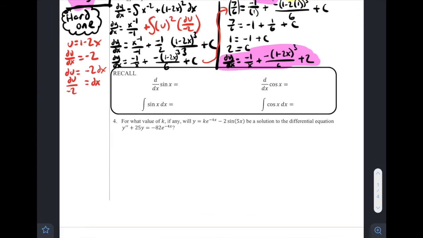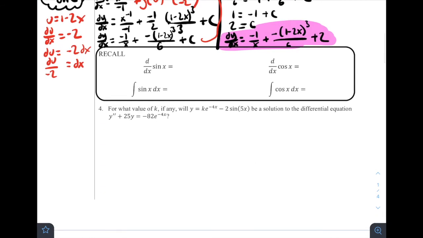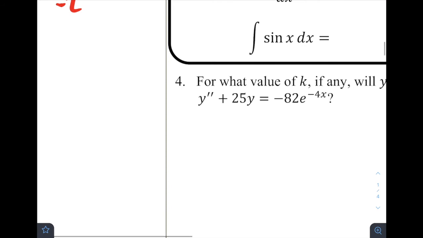All right, going back to our notes, we're going to go to the recall. So recall some things from chapter 6. We want to remember some things about the derivatives and antiderivatives of sines and cosines. We talked back in chapter 6 about this sort of circle. We know that if you've got sine of x, the derivative of sine of x becomes cosine of x.